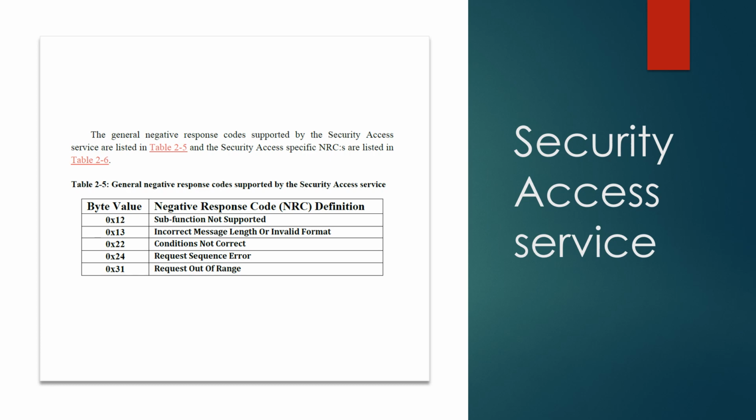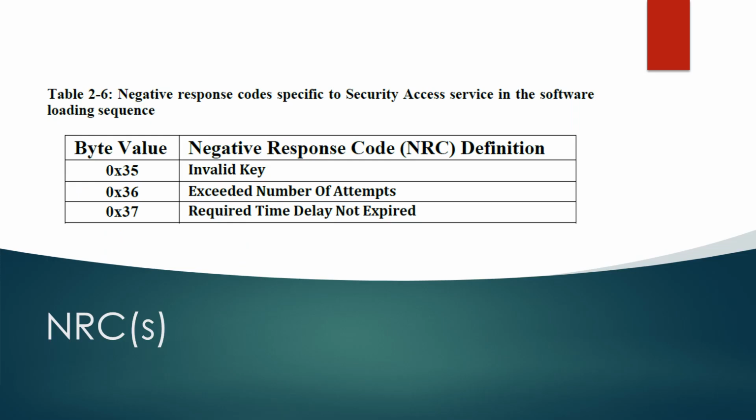Next, what are the different NRC codes which will be supported for this service? 12, 13, 22, 24, and 31 will be used for this purpose. There are also specific negative response codes supported for this service, which are 35, 36, and 37. If we try to unlock the ECU with an invalid key, then we will get 35 as the response.